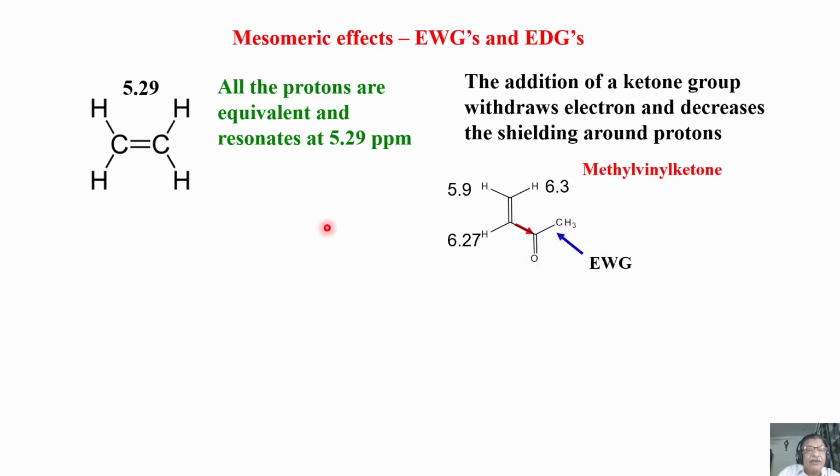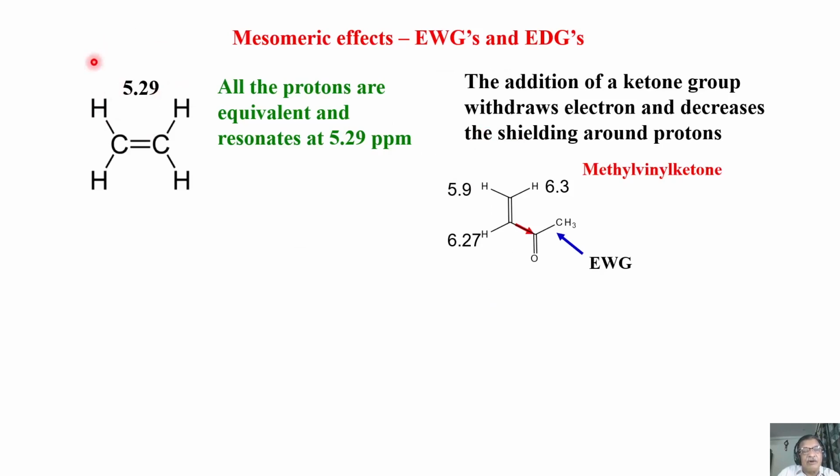Is there a symmetry for this molecule? Now compared to this ethylene, look at this molecule. The symmetry is broken because of the addition of this group. And this is an electron withdrawing group. What happens? When it withdraws the electrons, it causes de-shielding. So the peaks start moving downfield. You understand? Peaks start moving downfield, that is, to higher chemical shift value. So instead of 5.29, now they come at 3 different values because they are non-equivalent.